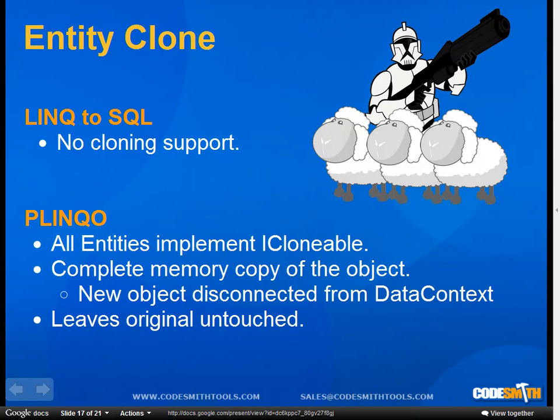Standard Linq to SQL cloning support is not there. Plinqo, as you may have guessed, supports cloning. All entities in Plinqo implement IClonable. Implementing IClonable means that every entity in Plinqo has a clone method. This clone method takes advantage of WCF and the data contract serializer to create a complete memory copy of the object. The new object is disconnected from the data context, does not touch the original object, so the original object is left alone, and the new object is independent and ready to be used.